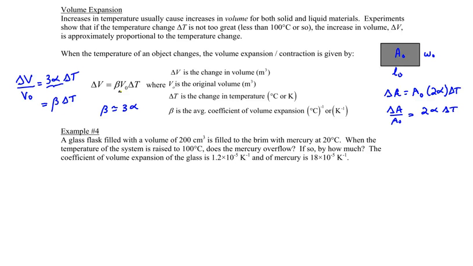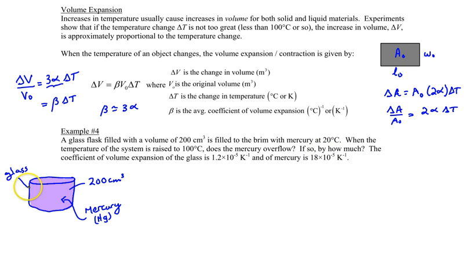So if you take a look at example number 4, we have a glass flask. Imagine you have this glass flask, like a beaker, that has a volume of 200 centimeters cubed. And we see that it's filled with mercury right to the brim. So as you heat both the glass and the mercury from a temperature of 20 Celsius to 100 Celsius, this is our initial volume, our change in temperature is 80 degrees Celsius, or you could say 80 Kelvin, because that would be the same incremental change. We'll find that they both expand.